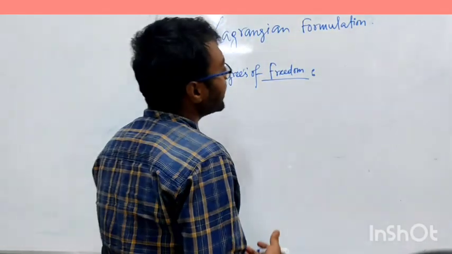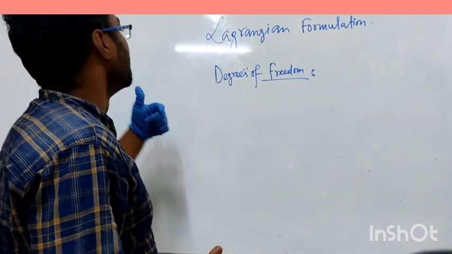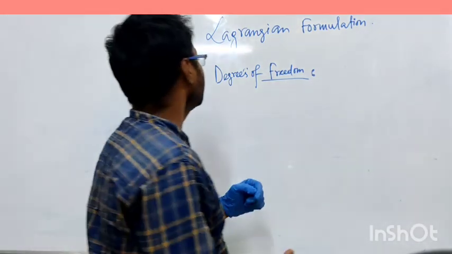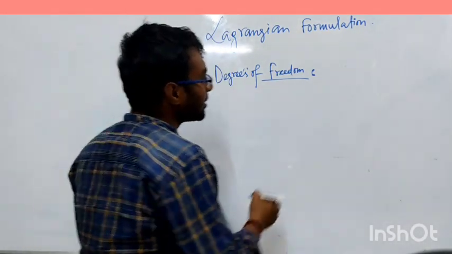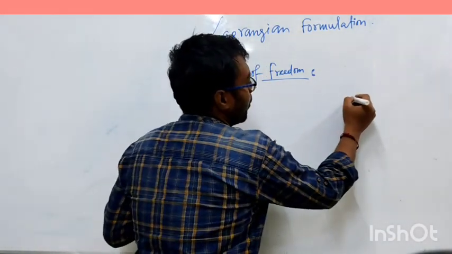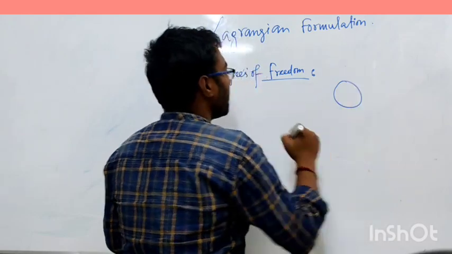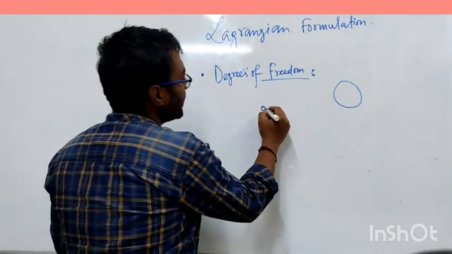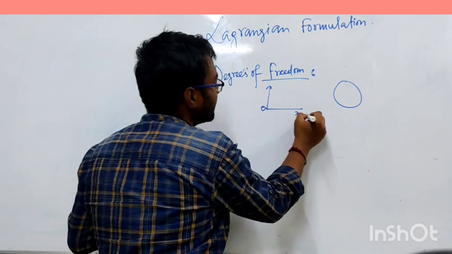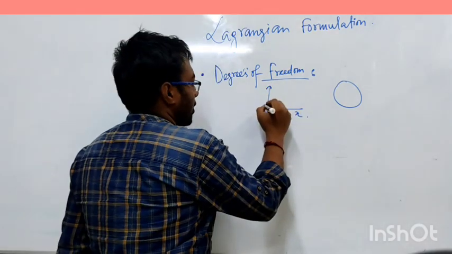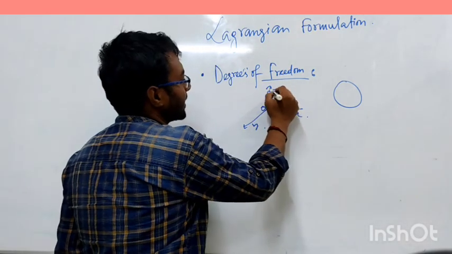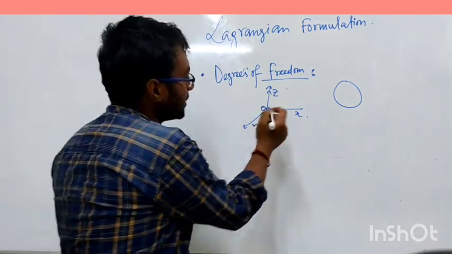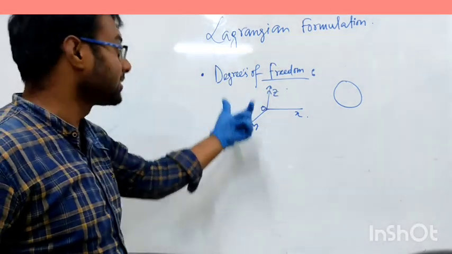The number of total independent quantities required to describe a dynamical or a static system is called degree of freedom. That means if we consider one particle in 3D space, we know that it can travel along the x direction, or along the y direction, or along the z direction. So we can get the particle velocity in the x, y or z direction.